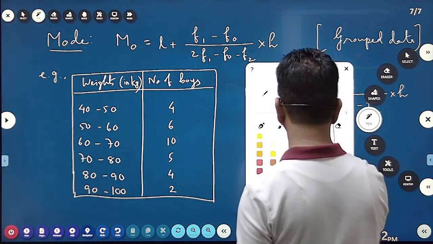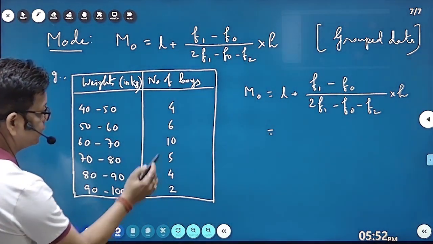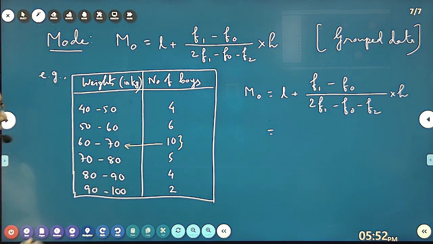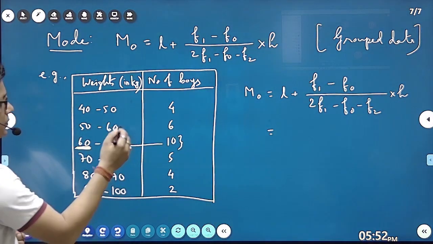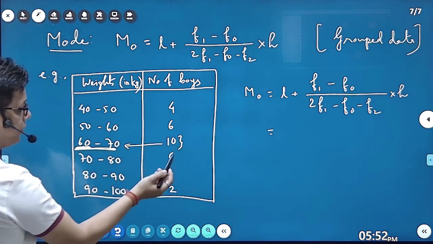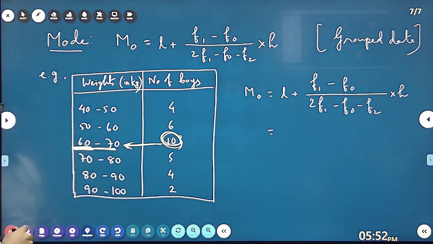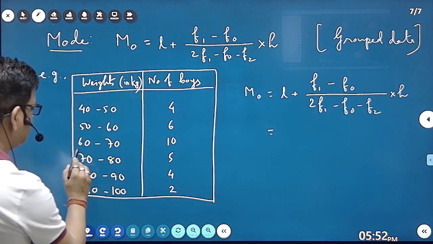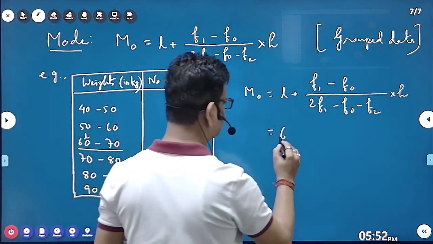So the modal class is the class which has got the highest frequency. See, these are the frequencies. Highest frequency is which one? Then it is in which class? In that class, this lower limit is that L value. I repeat, L is the lower limit of the modal class. Modal class means the class which has got the highest frequency. As you have seen, the highest frequency is 10 in this class, and here this 60 is the lower limit. So lower limit of the modal class. So I just underline here, and also I just show you this 60 is L. So L is ready. Plus.